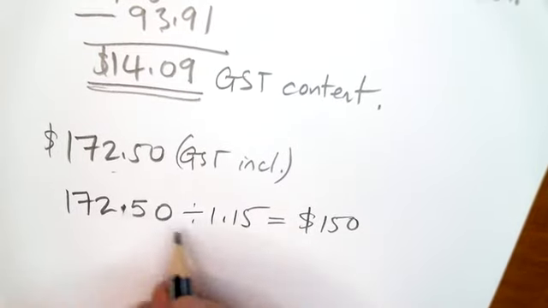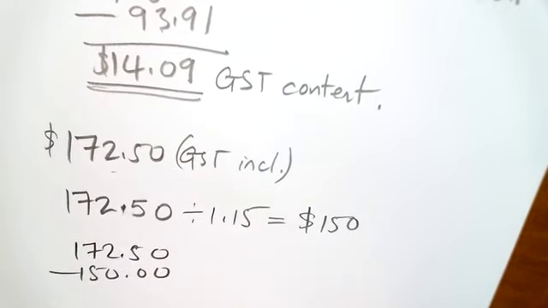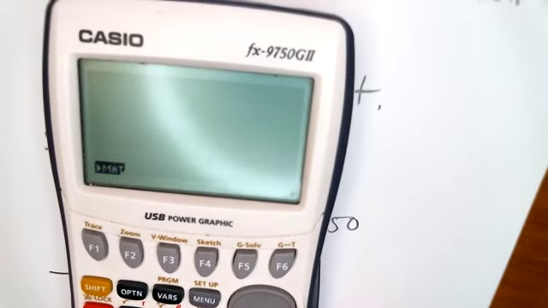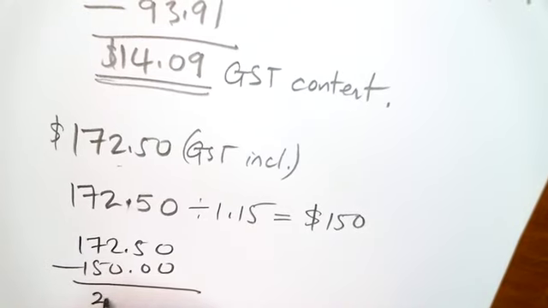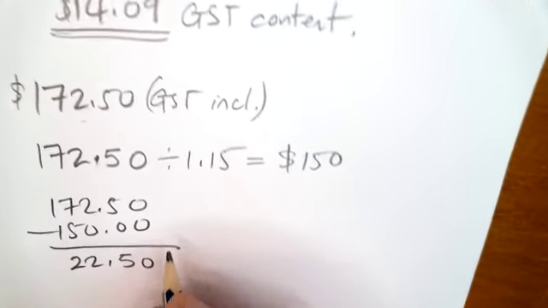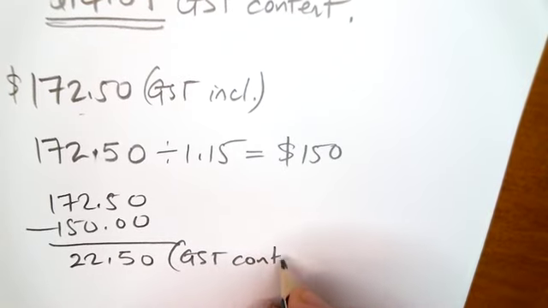So now we take the 172.50. We subtract the 150. So I've got 172.50, we subtract the 150. That's the GST exclusive amount. Oh, the GST is $22.50. And that's, of course, the GST content.